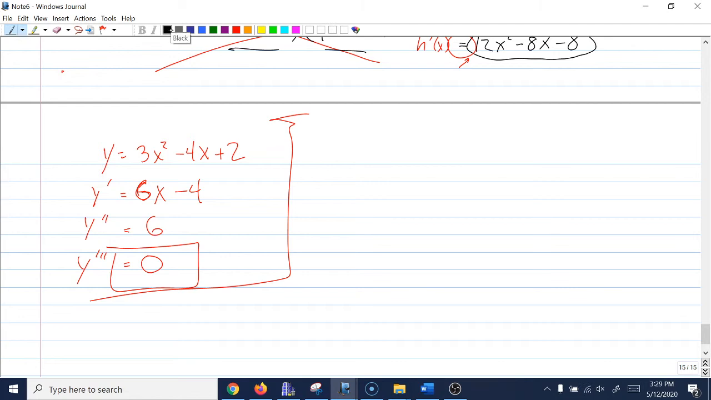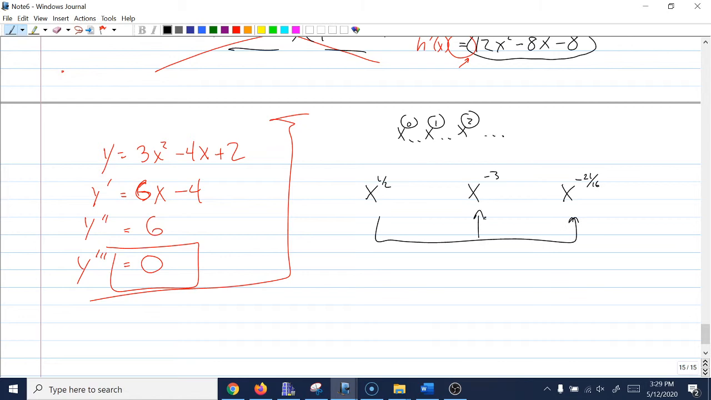Cool. So we got the basics of the power rule down. Our next thing is still just the power rule, but the thing I want to observe is that it works even on, so far every exponent we've done was a positive whole number. I guess we did x to the 0, x to the 1, x to the 2. There are numbers other than 0, 1 and 2: x to the 1/2, or x to the -3, or x to the -21/16. These are also powers of x, and the same power rule works on them.